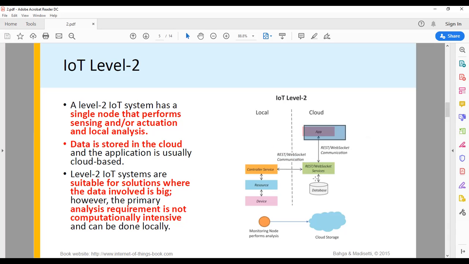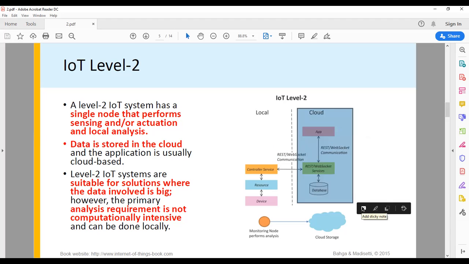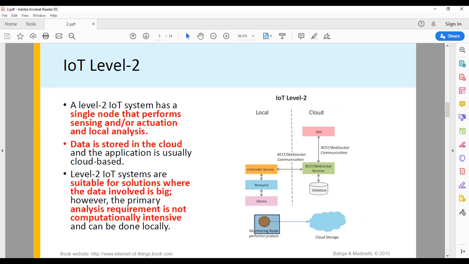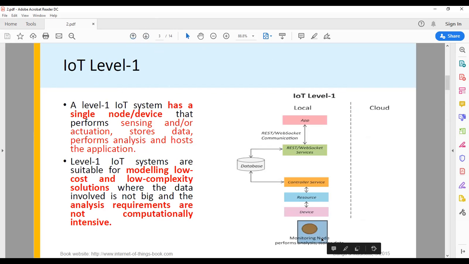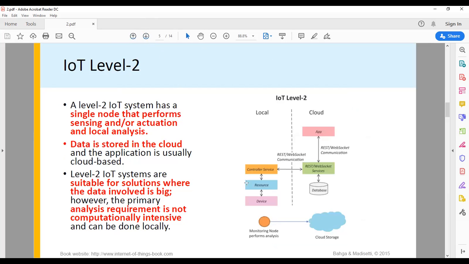Okay, they remain same, but the data storage and analysis part could be done on the cloud side only. You can see here, till now there is a single monitoring system. The number of sensors could be more, the amount of data could be more, but the monitoring node is only one here. In level 1 also, the monitoring node is one. So you can see a single node that performs sensing, acquisition and local analysis. Data is stored in the cloud and the application is usually cloud based.